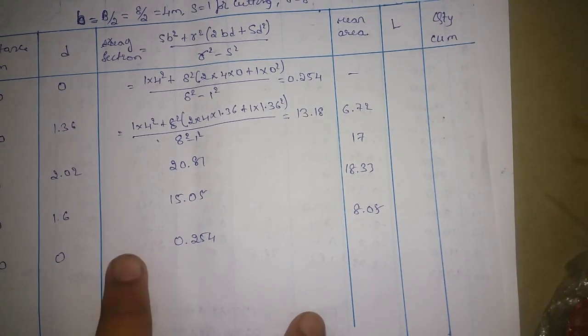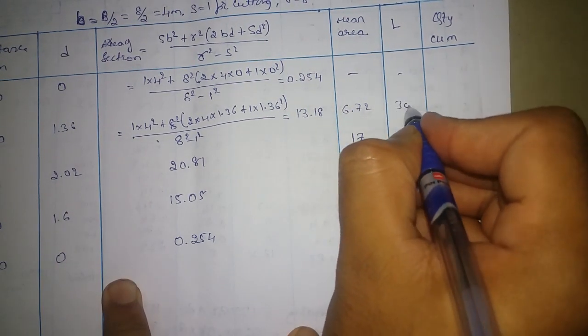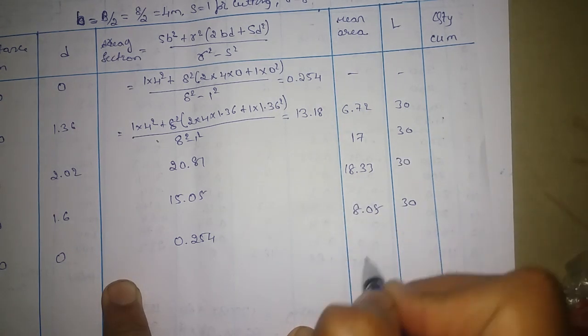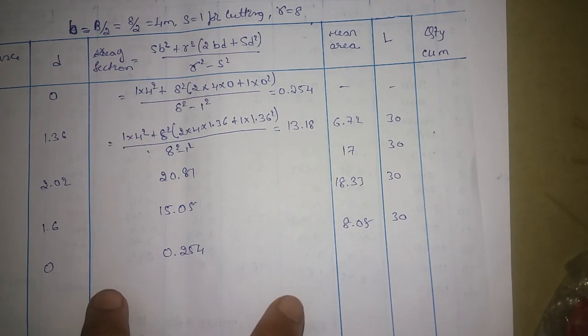Now we need to find out the length. So your length will be 30 meter. Difference between each distance is 30 meter. So we'll directly write it here, and you need to find out the quantity. How will you find out the quantity? Just multiply the mean area into L. So you will get the exact value.